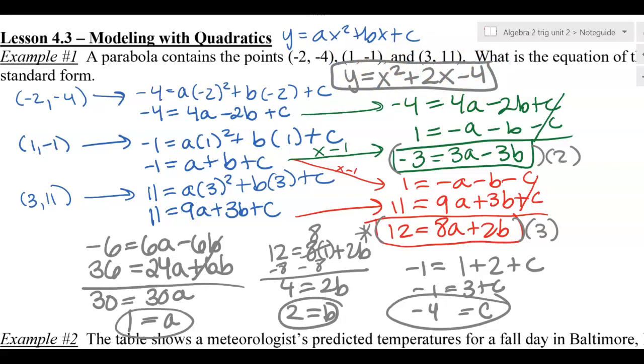And if I wanted to check my answer, how could I check that my answer was correct in this problem? Anthony? Plug in all of them. Good. All of those points should work in here. If I plug in -2, I should get -4. If I plug in 1, I should get -1. If I plug in 3, I should get 11.